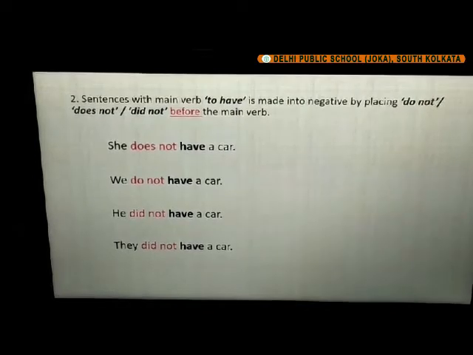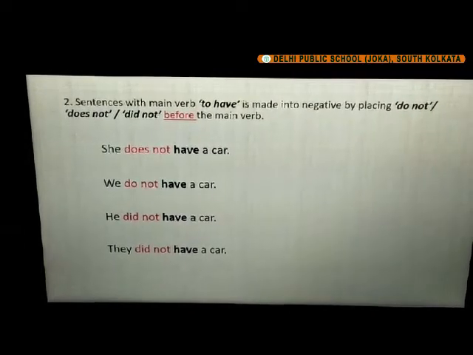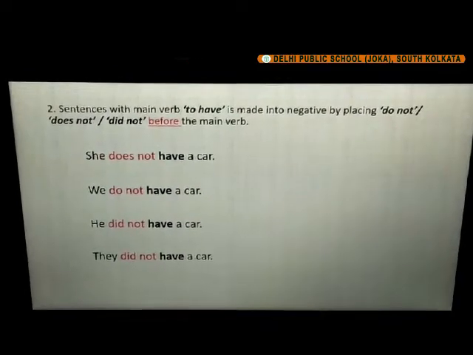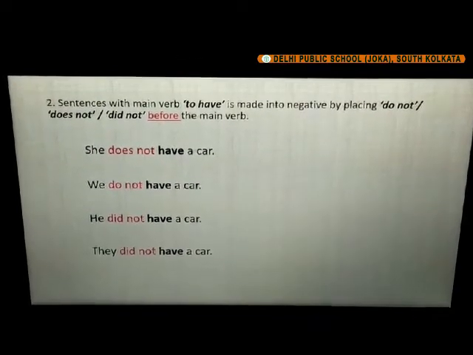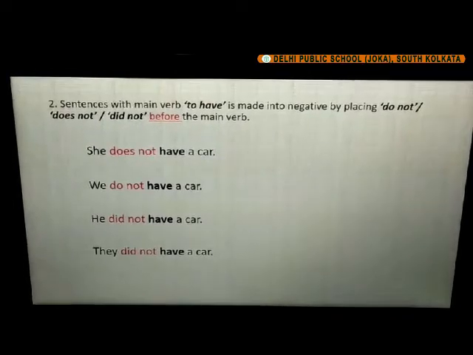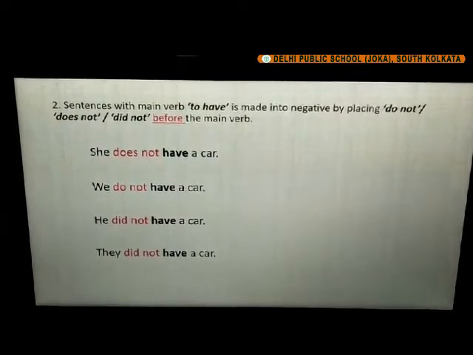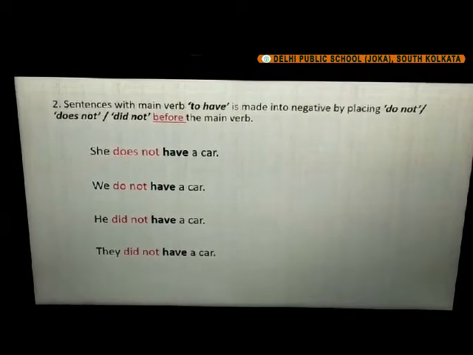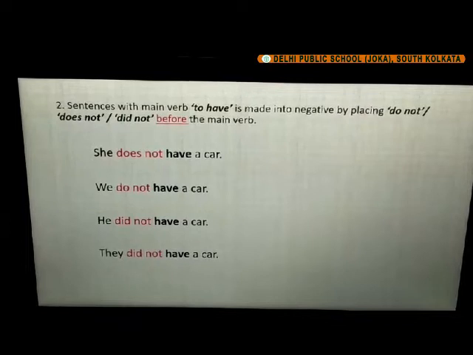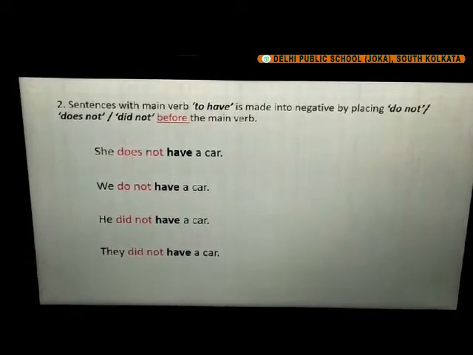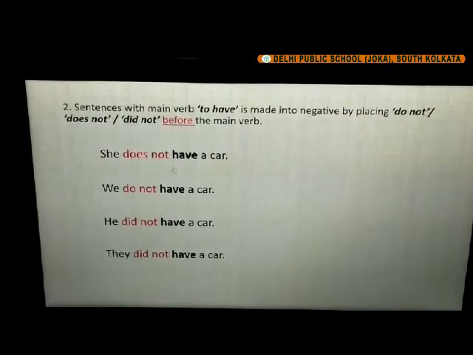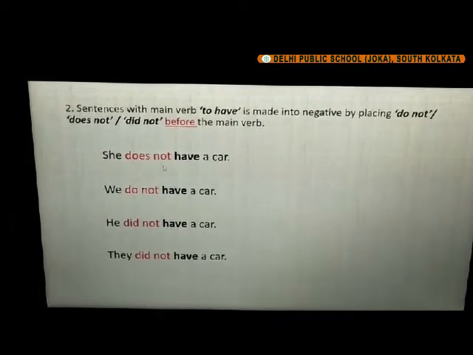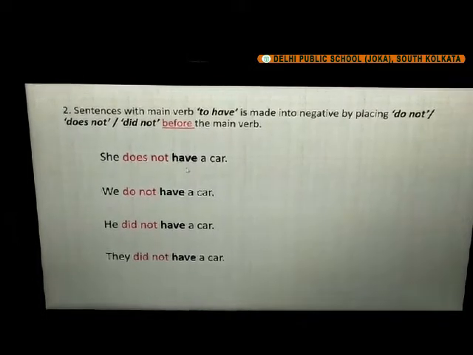Next, sentences with the main verb to have are made into negative by placing do not or does not or did not before the main verb. Yes, children, please note that the arrangement of the verbs and the negative words is very important in a negative sentence. Look at the examples given here. She does not have a car. See how does not is placed right before the main verb have.